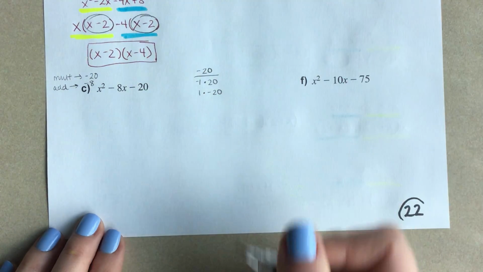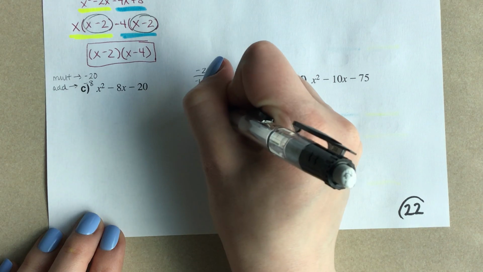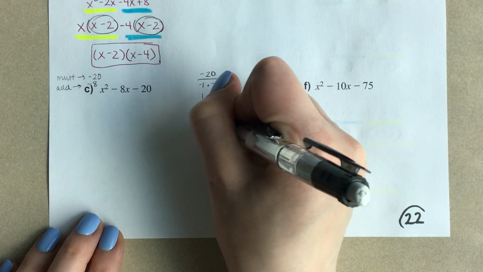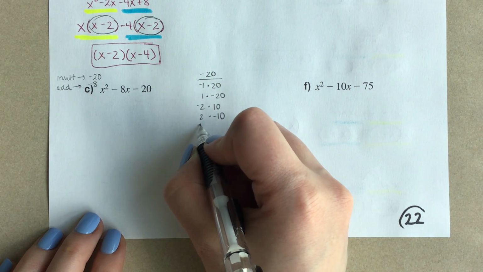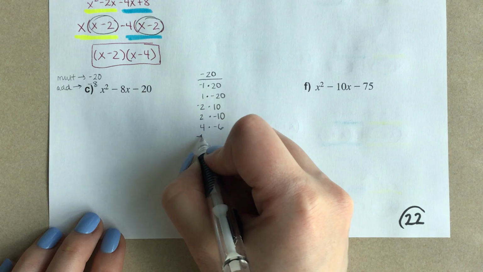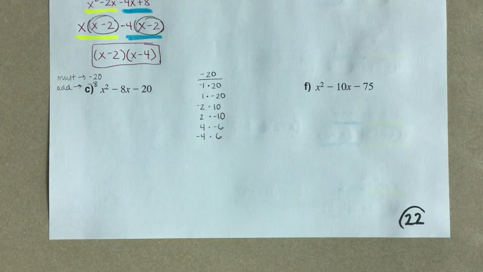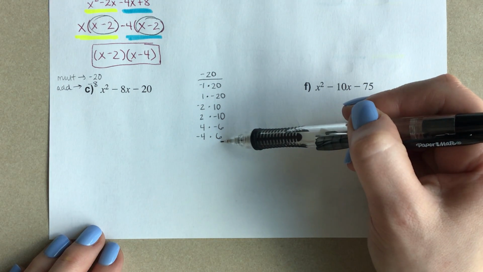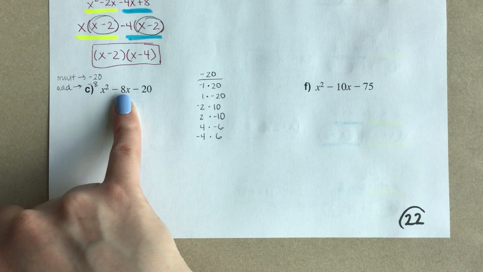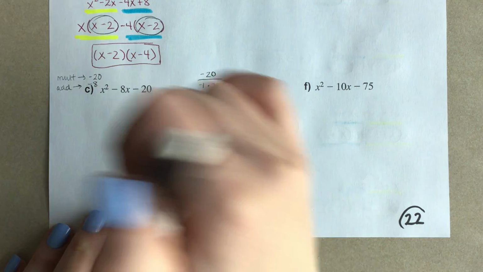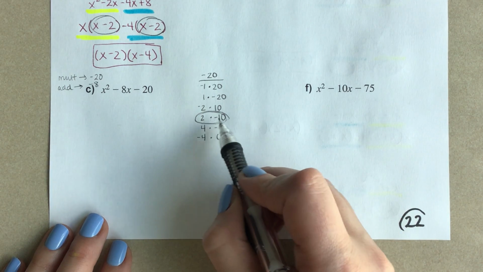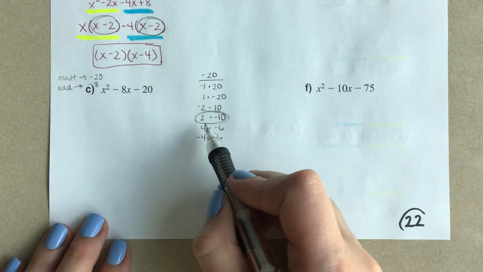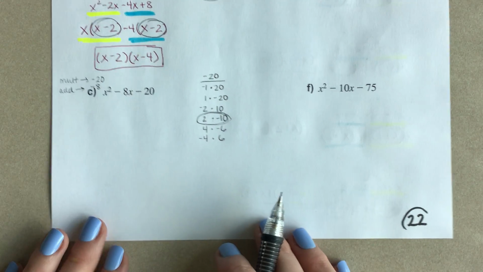It might also be negative 2 and positive 10, or positive 2 and negative 10. We could also have 4 times negative 6 or negative 4 times positive 6, and I believe that's all of them. So of these pairings, which one is going to add to this negative 8x? Well, we want to choose 2 and negative 10 because 2 times negative 10 is negative 20 and 2 plus negative 10 gets me negative 8.